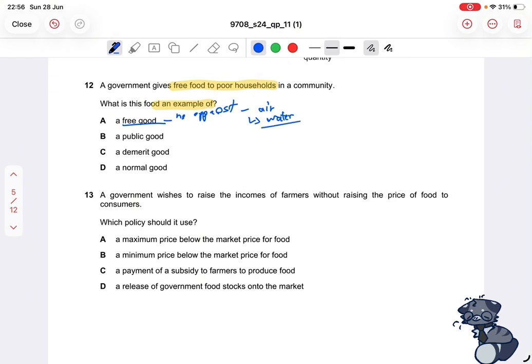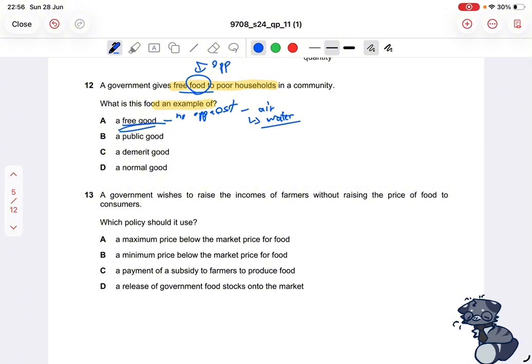So is free food, is food itself a free good? Well, to produce food, you do face opportunity costs because you need the factors of production to process this food, to cook the food, to process it in any way you need. It does have an opportunity cost, so that is not a free good.